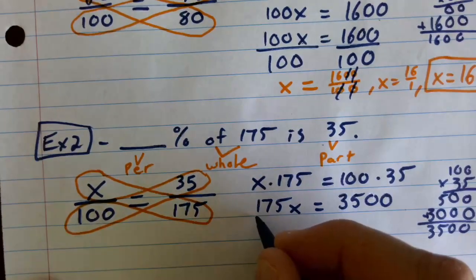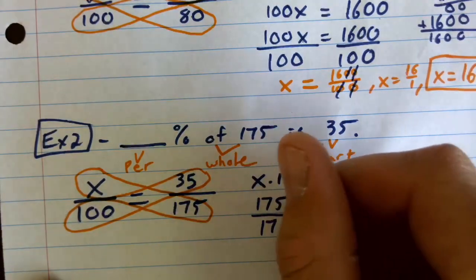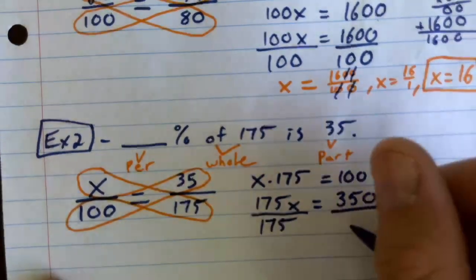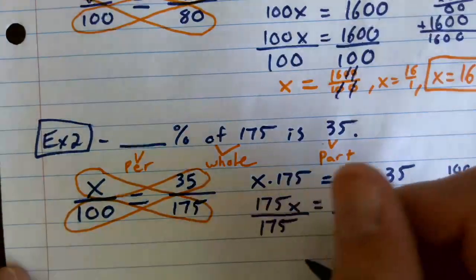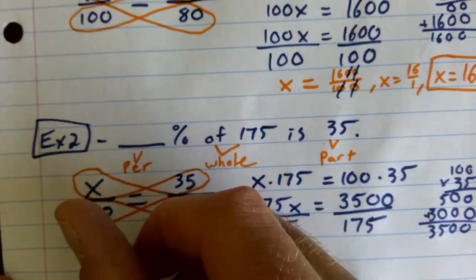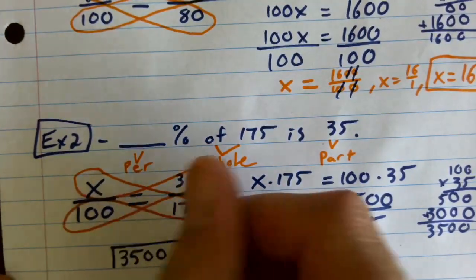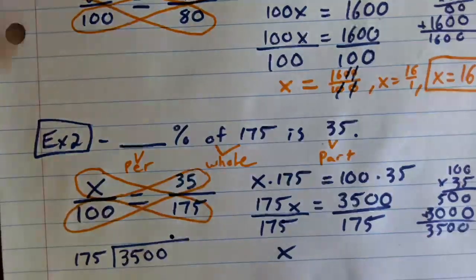So we have to get x by itself, so we divide by 175, and 3,500 divided by 175. So now we just solve. Go and write out 3,500 divided by 175. Put your decimal. Don't forget that decimal.